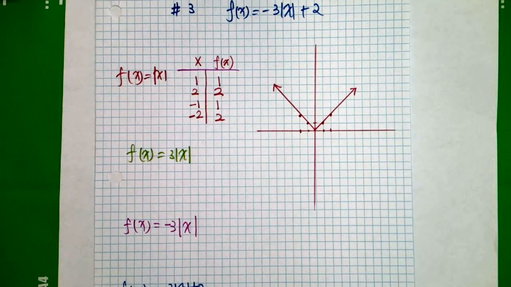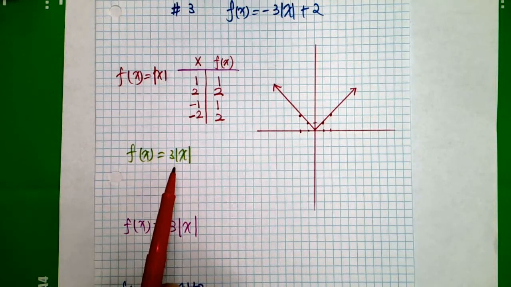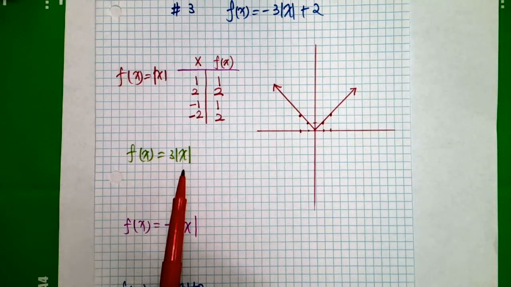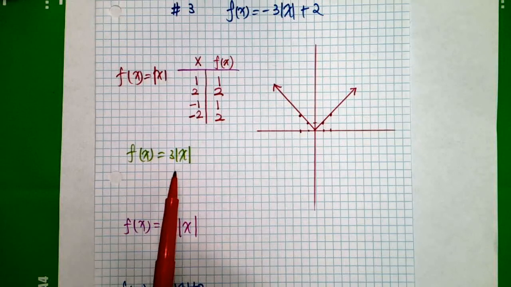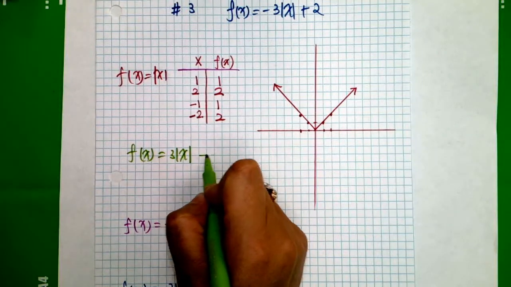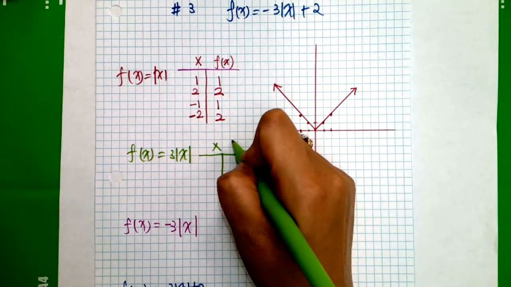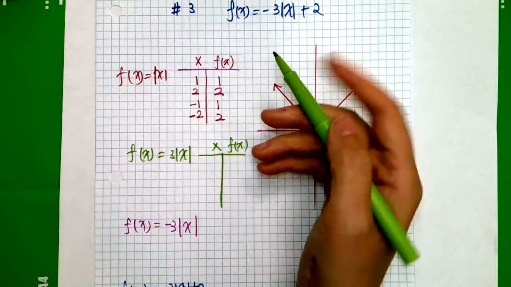All right, next step, we are going to graph f of x equals 3 times absolute value of x, which is vertically stretched by 3. Every single x coordinate will stay the same, but y coordinates will become 3 times larger. That's x, that's f of x.